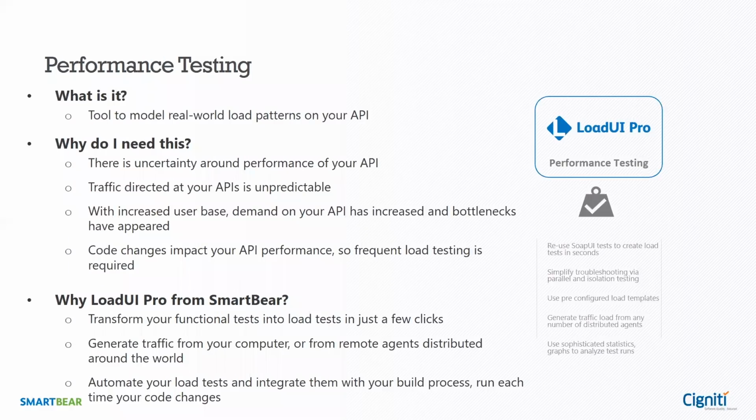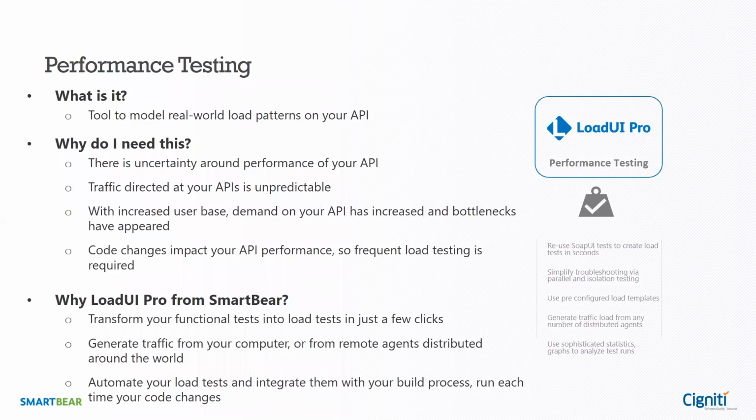SoapUI Pro is one of the only API-specific performance testing tools out there. There are some others, but our biggest benefit is, again, reusability. You build an end-to-end test case in SoapUI, and with the right click of a button you can turn it into a performance test. You could turn it into a regression performance test that will run after every single build with the same features that we talked about in SoapUI Pro.